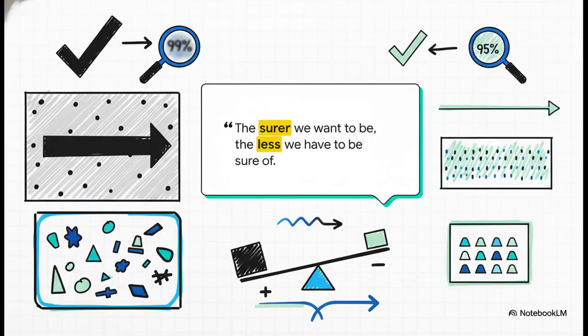But there's a really fascinating trade-off here. If you want to be more confident, let's say 99% confident instead of 95%, your margin of error has to get bigger. Your range has to get wider. So to be more certain that you've captured the true value, you have to give a less precise answer. It's like the saying goes, the surer we want to be, the less we have to be sure of.